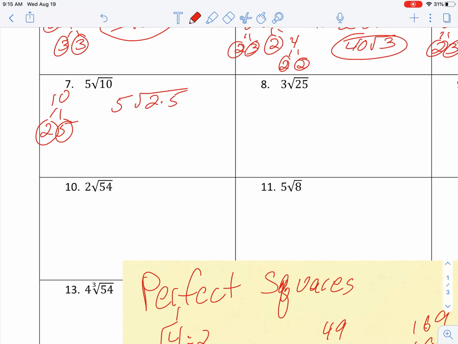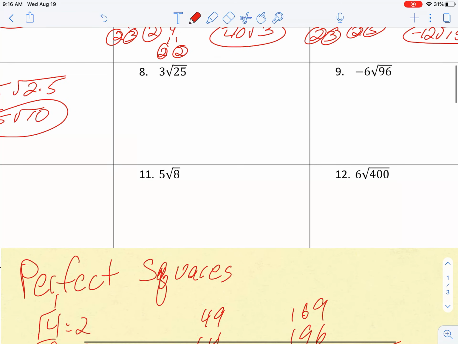Pairs make perfect squares. I don't have that. I have a single 2 and I have a single 5. So what that means is 10 is already simplified. Just like if you ended up with a third in a fraction, you couldn't simplify 1/3 anymore. It's the same kind of idea. 5 root 10 is already simplified. So don't freak out if you didn't end up with any pairs. It doesn't mean you did anything wrong. It just means it was already simplified.